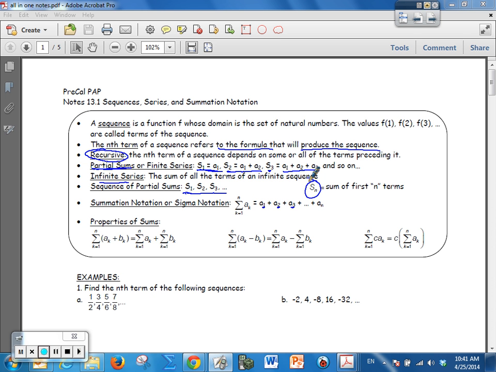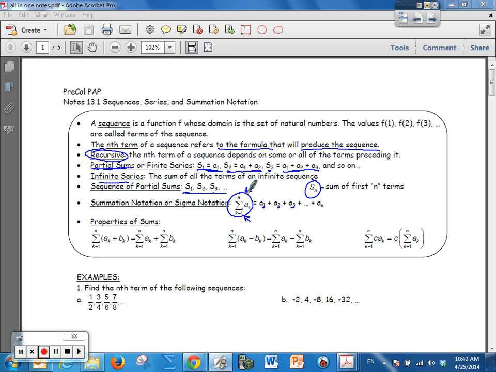What else? Summation notation. This is a sigma. And what the sigma tells you to do is add. This bottom number is the term number that we start at. This particular one is starting at 1. And the top number is the term number that you end at. Okay? So that's how you read this. This is the sum of everything from the first term to the nth term. So that would be an infinite sum.